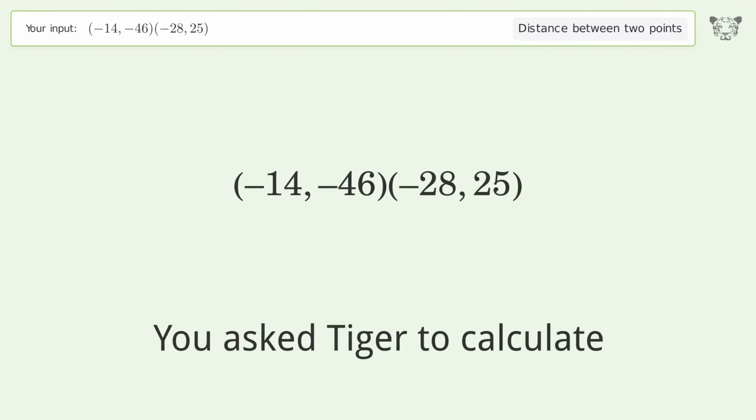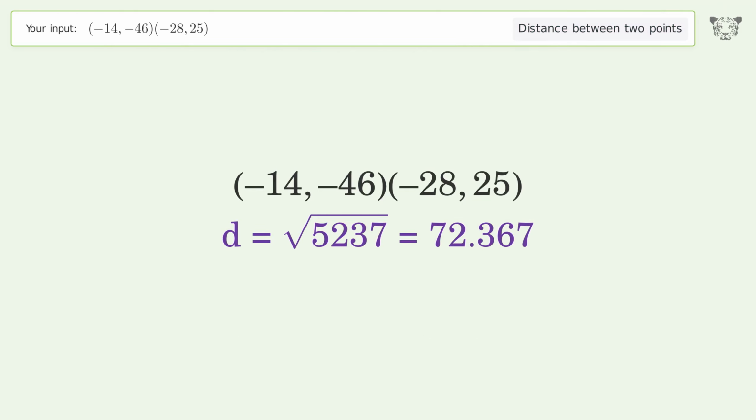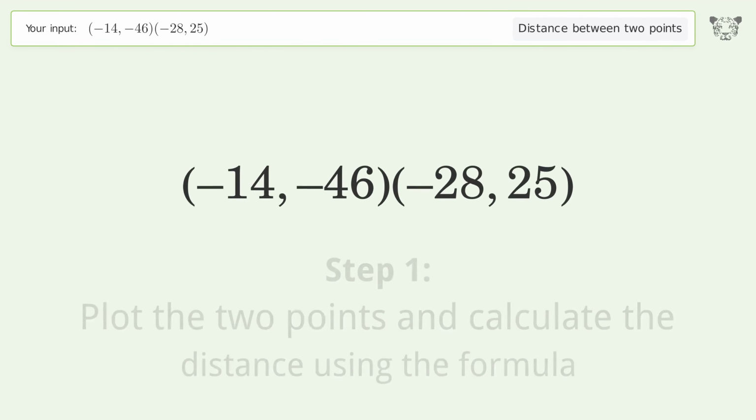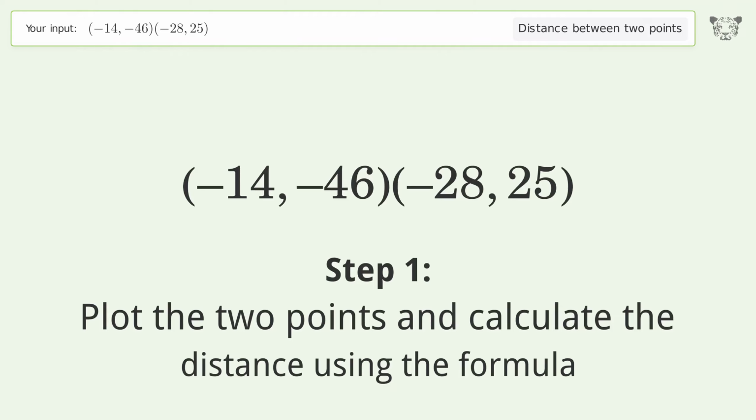You ask Tiger to calculate. This deals with the distance between 2 points. The distance between the 2 points is the square root of 5,237, or 72.367. Let's solve it step by step. Plot the 2 points and calculate the distance using the formula.